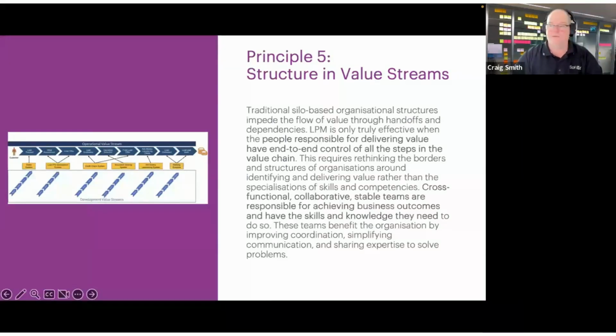Principle number 5, I alluded to this before, structure and value streams. So this is the breaking of the silos and actually understanding what all the steps are that allow us to get something into the hands of a customer or to solve a problem. In actual fact, there's 2 types of value streams. I'll dig into this a little bit later.